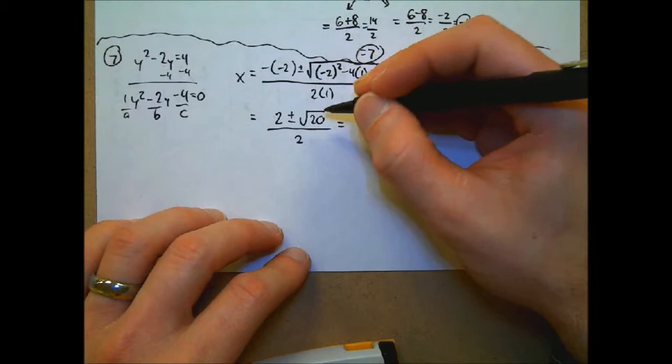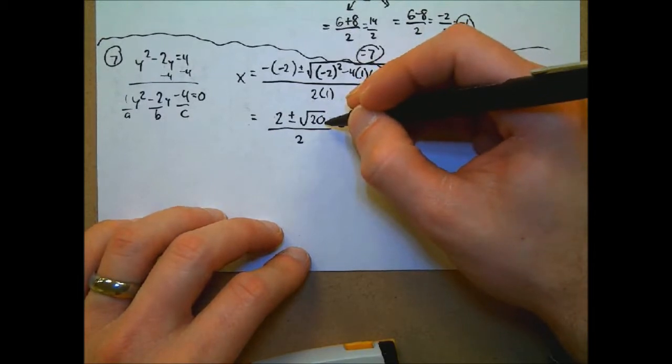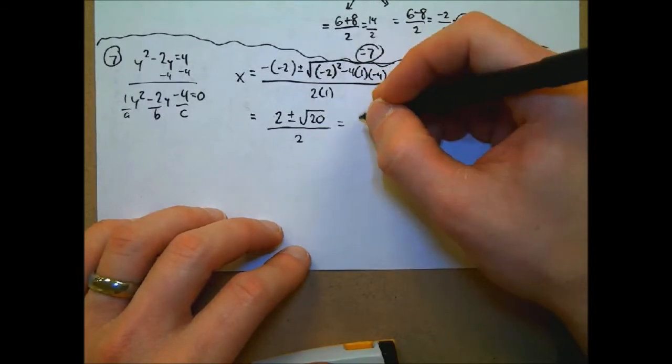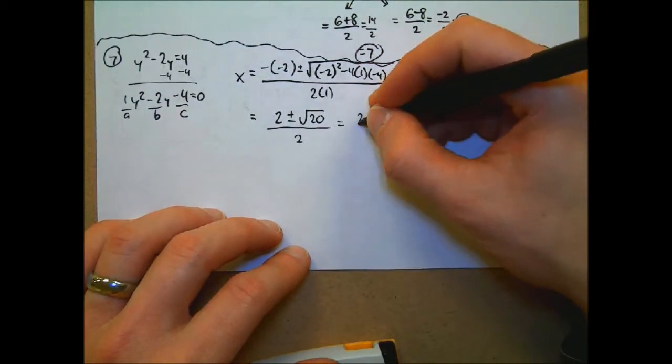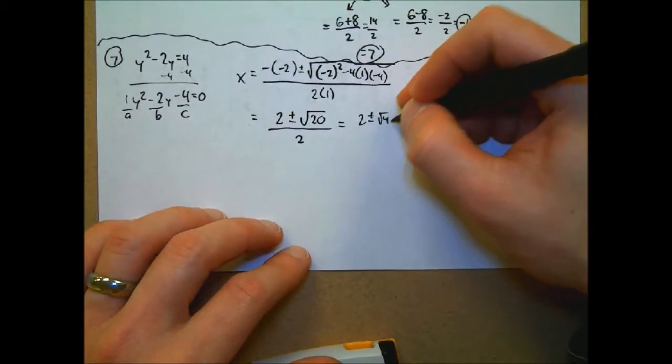Now, why'd you choose 4 and 5? Why didn't you choose like 2 or 10? 2 and 10 multiply to make 20. Why do we choose 4 and 5? 2 is not a perfect square, 10 is not a perfect square, but 4 is, right? That's why I use 4 and 5. Now, 5 isn't, but that's okay.